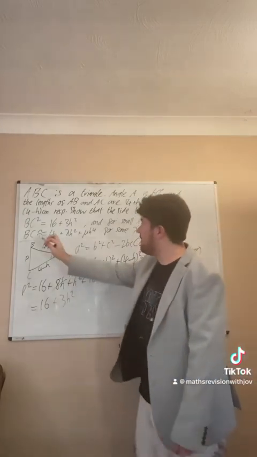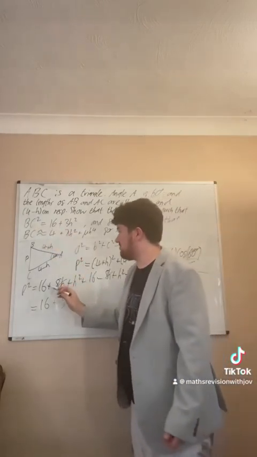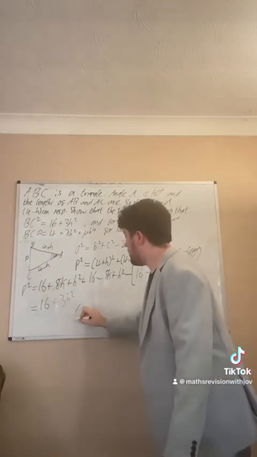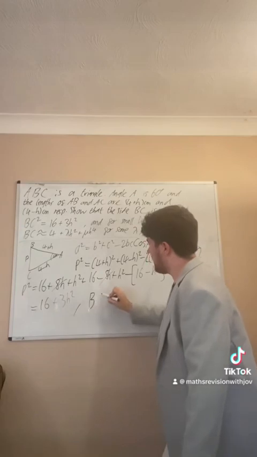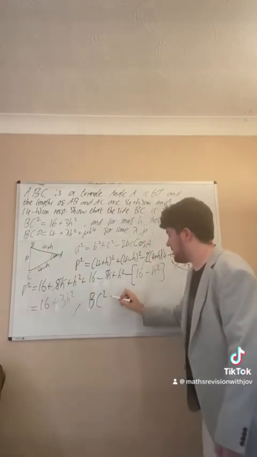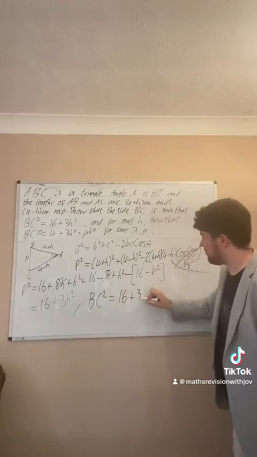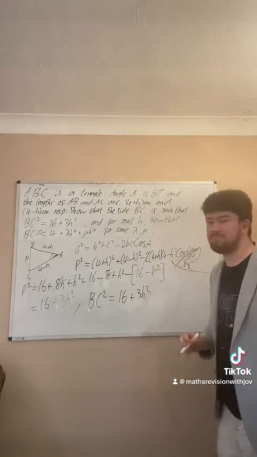found BC squared, which is just this side, we've called it P for now, but this is just the same as what we have in the question. BC squared is 16 plus 3h squared.